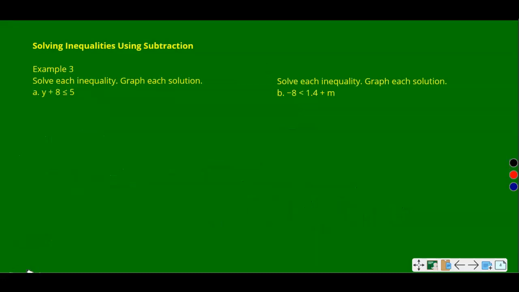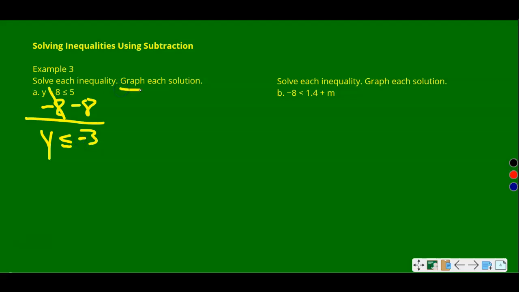Example 3, we're going to solve using subtraction. It says solve each inequality and graph each solution. So very similar to the last ones, except now we're going to subtract. The A part says y plus 8 less than or equal to 5. So we're going to subtract 8 from both sides. So we're going to have y, bring down our less than or equal to. 5 minus 8 is negative 3.